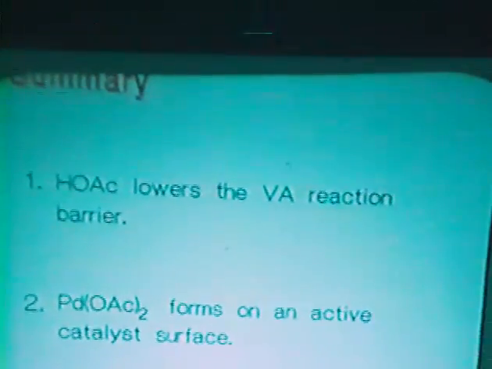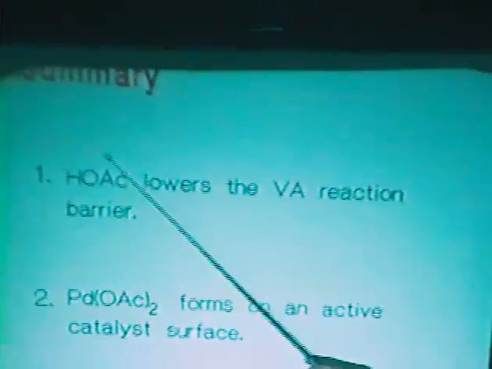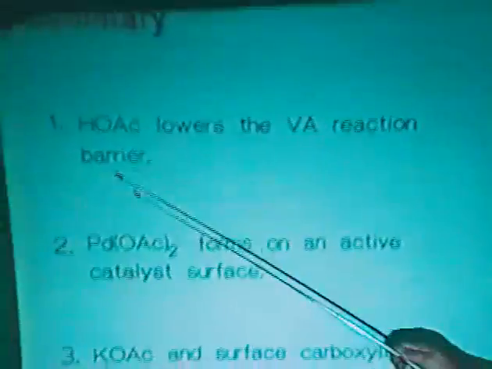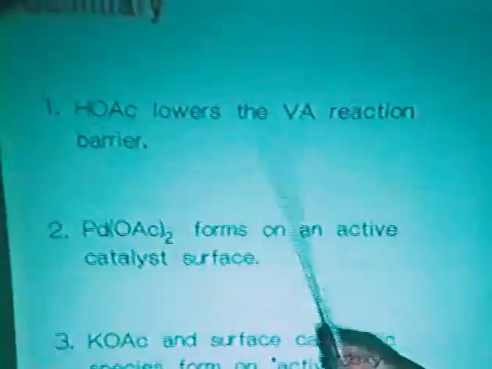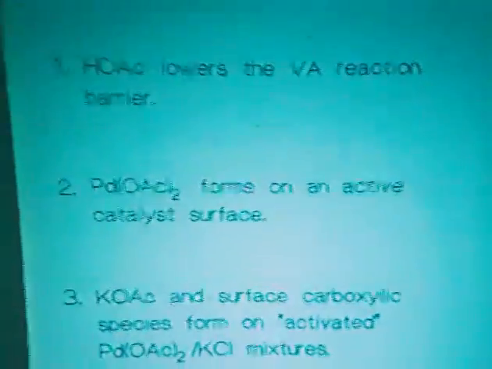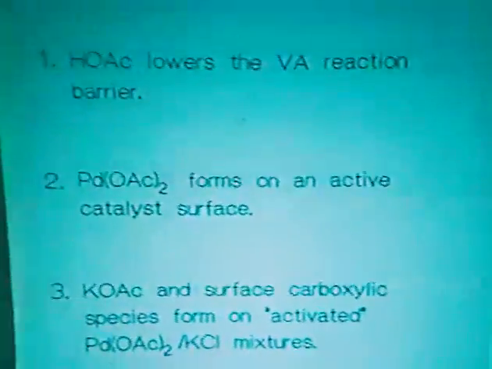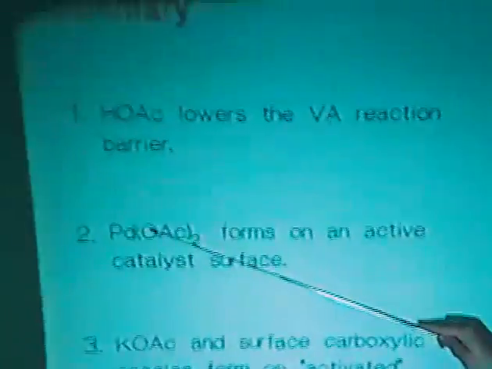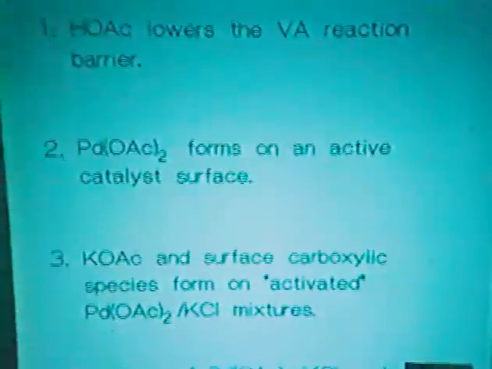So to summarize our findings, we see that the reaction appears to be promoted by acetic acid, not because of its participation in the reaction as a reagent, but because it lowers the vinyl acetate activation barrier. The reason this is so is because we believe we see the formation of palladium acetate during the reaction.